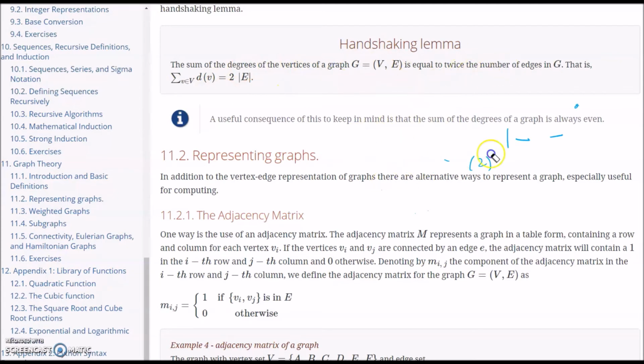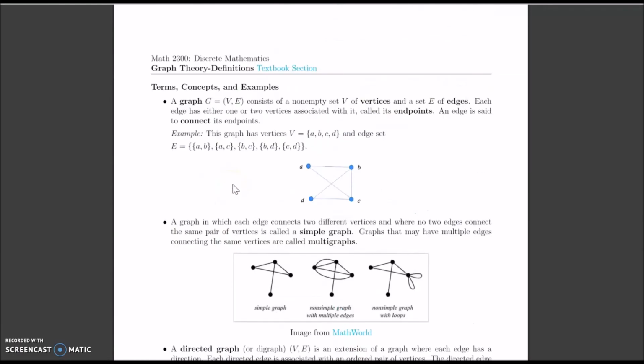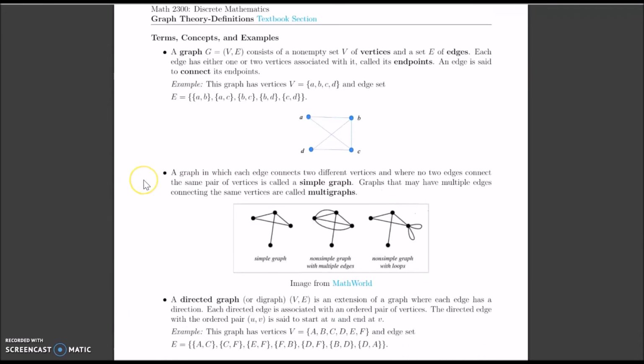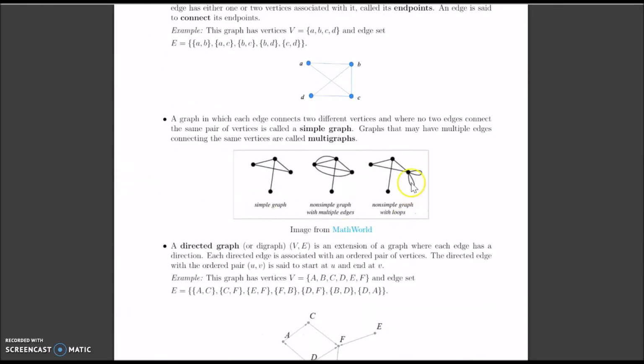After I erase all of my scribble. Okay. So in the notes, again, read through these. It just reinforces the ideas. I do have some examples of non-simple graphs. This is a simple graph, this one here, because there's no loops and there's no multiple edges. Here's a non-simple graph that has multiple edges. Here's a non-simple graph that has loops.